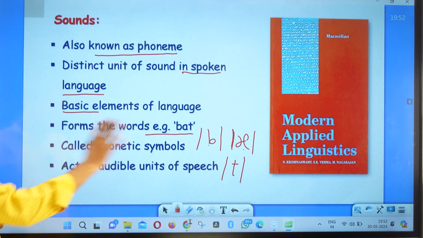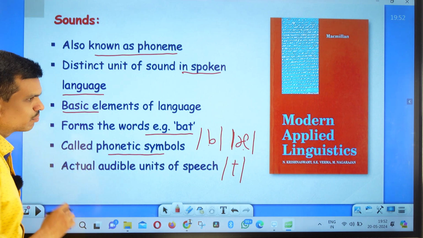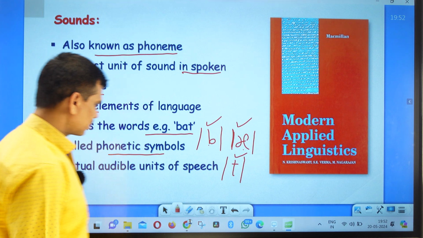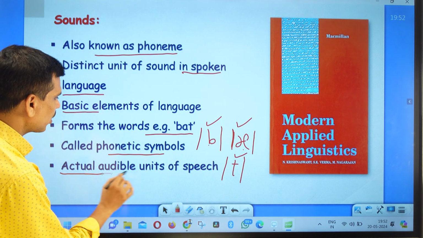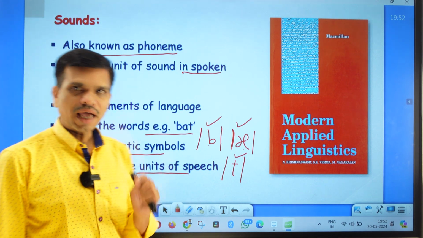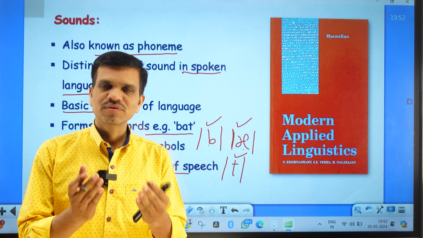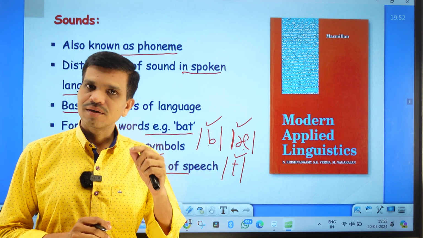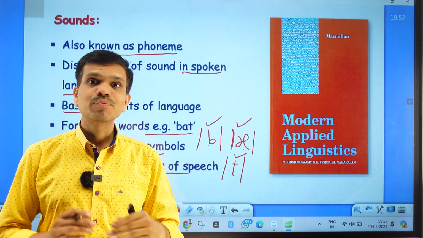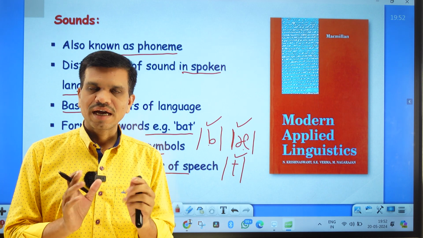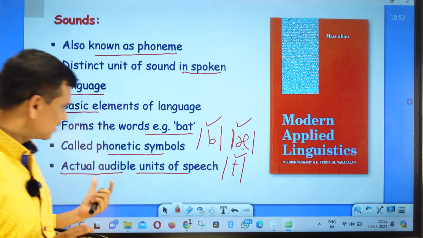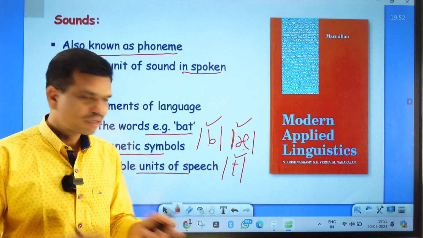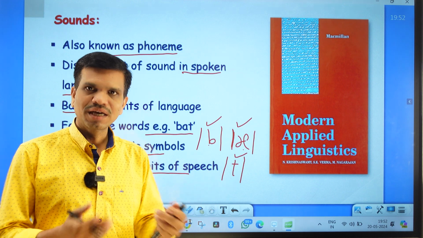Again, these sounds are called phonetic symbols. Now what are these? These are the phonetic symbols. B, a, and t are phonetic symbols. Now it is the actual audible units of speech. Actual audible units, because I am producing sounds. For example, I am talking about letters and sounds, and what am I doing? I am just producing different types of sounds which are formed into words, and this is nothing but the audible units. So these are the audible units. B, we can pronounce it, a, we can pronounce it, t, we can pronounce it.